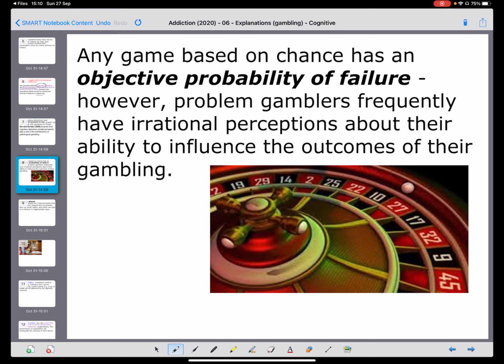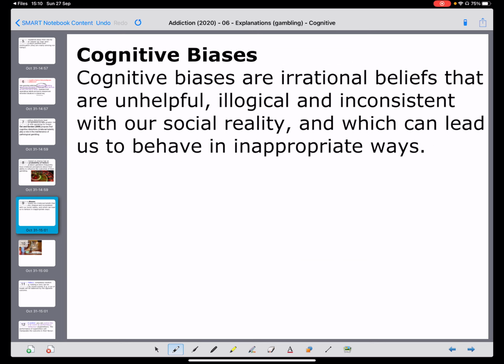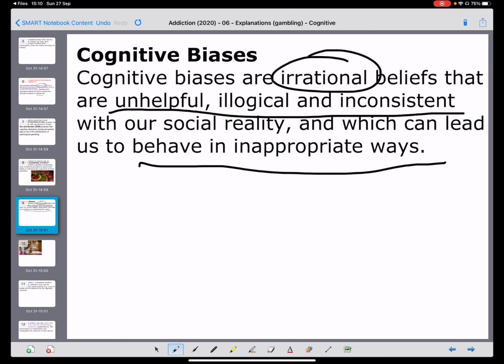So therefore, I can't control things. I haven't machined the dice. The dice has to have six sides. The cards, there's a certain pattern to the cards. So when we have these cognitive biases, we have to view them as being irrational, because they are quite unhelpful to us, and therefore ultimately result in us behaving, as it says here, in inappropriate ways, doing things that I shouldn't do.